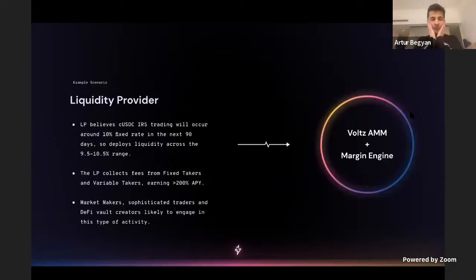If we want to dive a bit deeper into the liquidity provider persona, we could think of liquidity providers as traders who believe that an interest rate in a given pool will be around a certain fixed rate, which could be 10%. And if they choose to deploy liquidity across a tick range which is relatively tight, which could be 9.5% to 10.5%, then they're able to enter into positions with both fixed takers and variable takers while generating fees from the trades that occur.